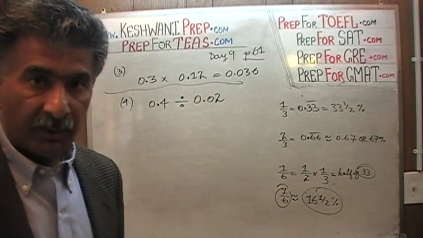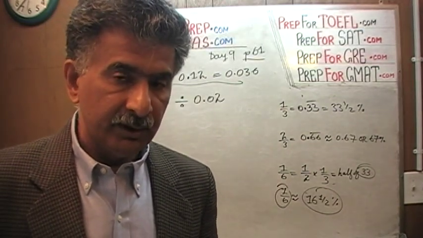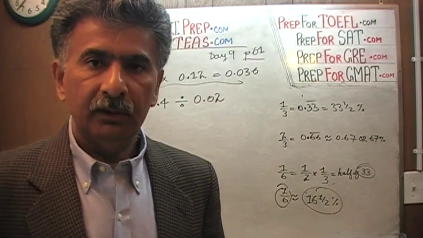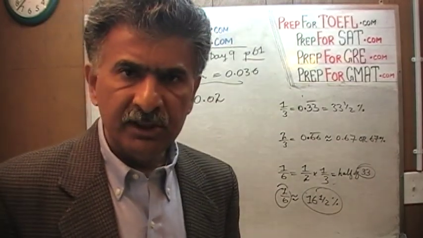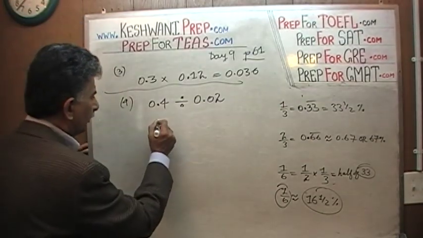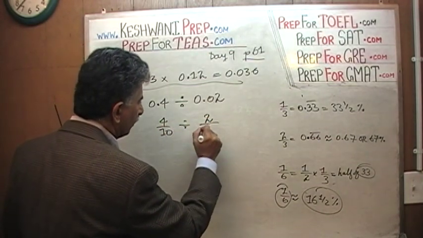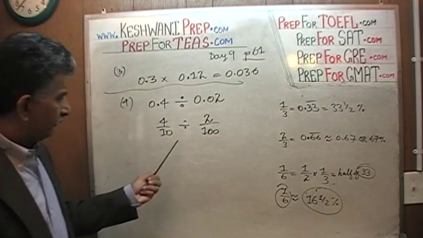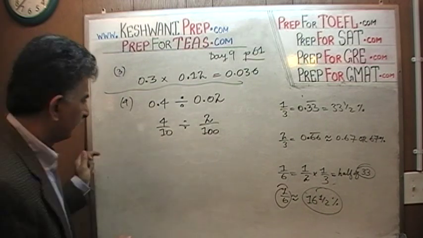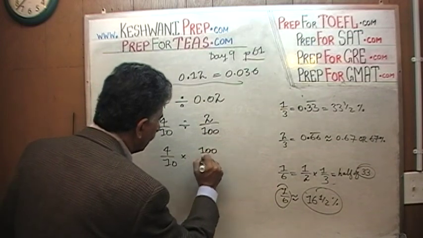What we have learned in the past is that when we have to divide one decimal by another decimal, there are two ways of going about it. One is the way that is shown in the book, which is the very academic way, the proper way, the mathematical way. Another way is to cheat a little bit. The way we cheat is that we write these things first of all in fractions. 0.4 can be written as 4 over 10 divided by 0.02 can be written as 2 over 100.